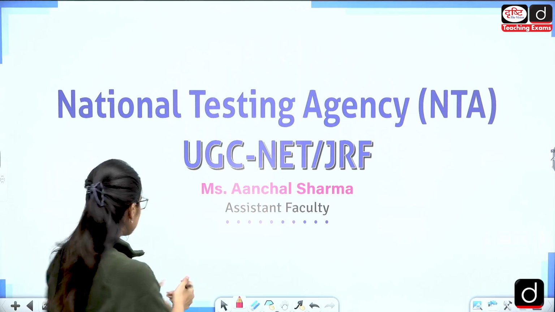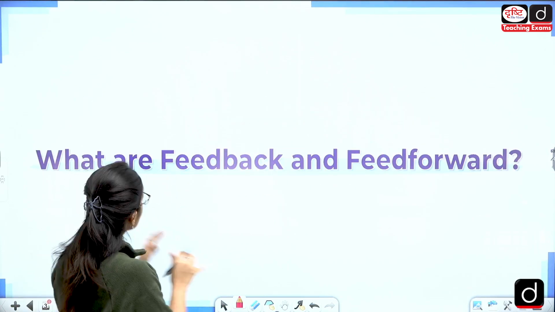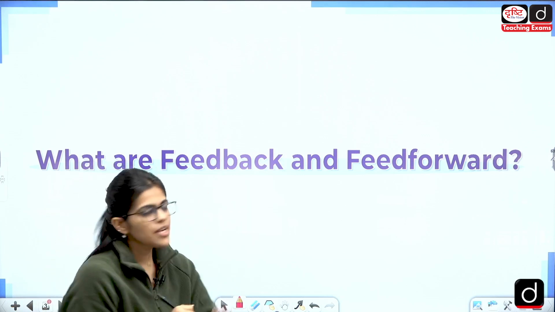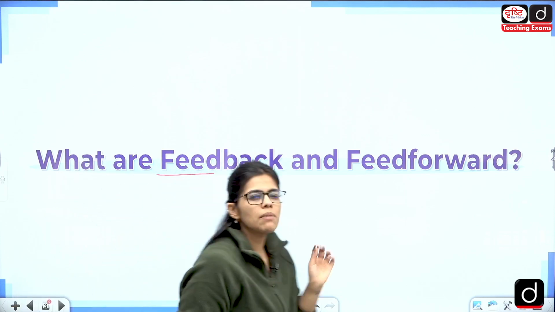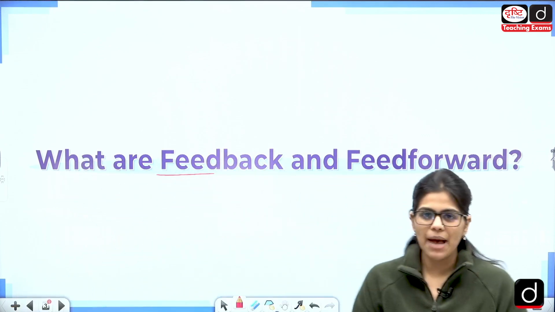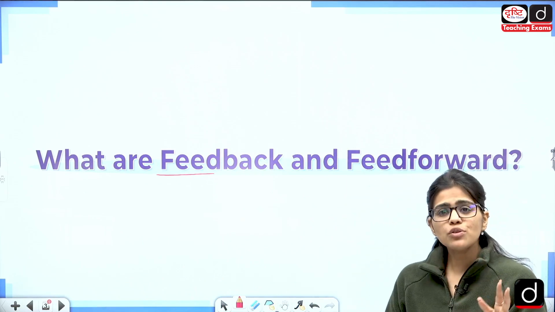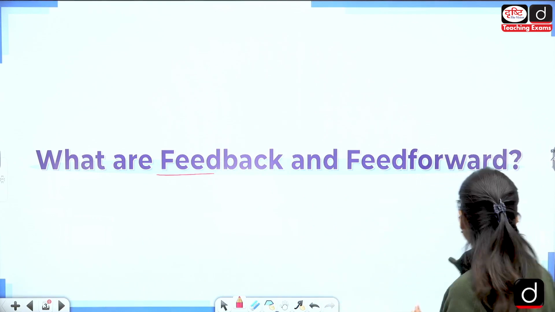So we are discussing concepts related to communication. Today we're going to talk about feedback as well as feed forward. Feedback is a concept जो हम सबको पता है, but feed forward is something new that was asked in the exam this time. So let us talk about these two concepts without which communication is not at all complete.